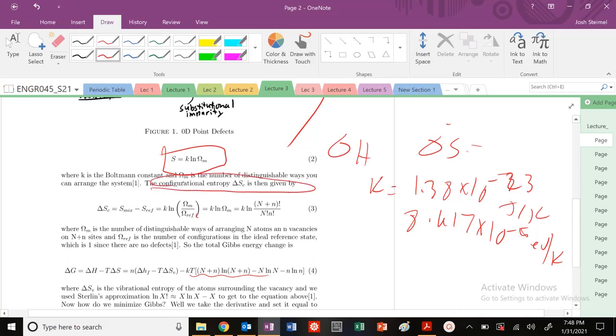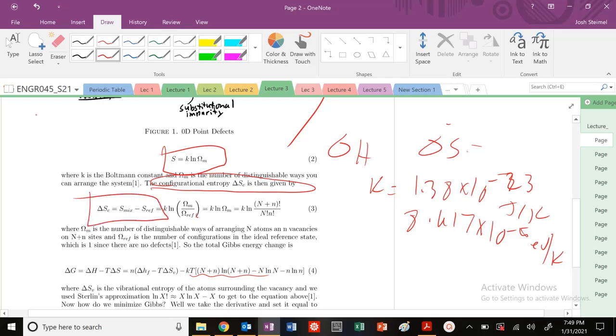Now, there are lots of different types of entropy. There's vibrational entropy, configurational, conformational, translational. But we are going to look at the number of different ways we can configure atoms on our lattice sites. So that's the key thing that we're going to be looking at here. So let's look at the change in entropy.